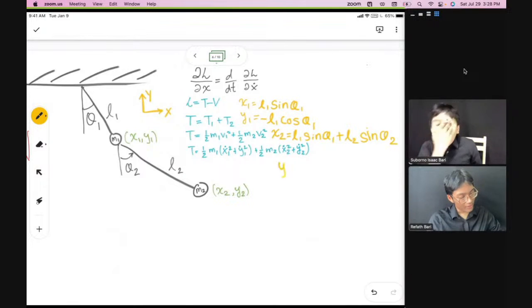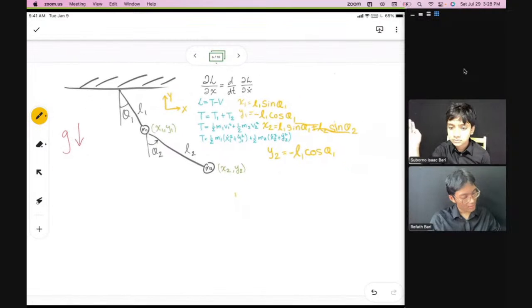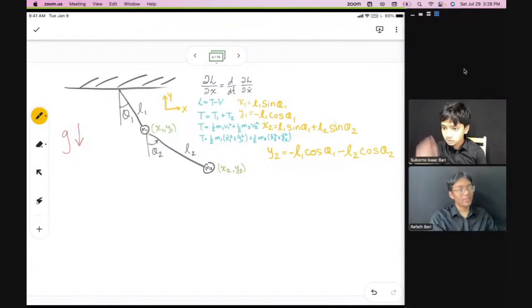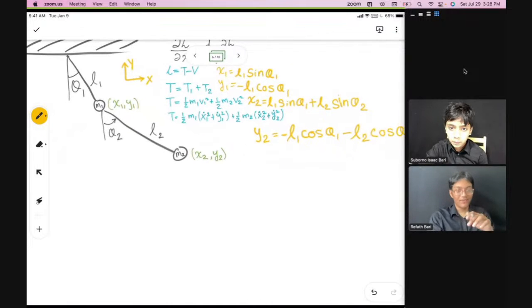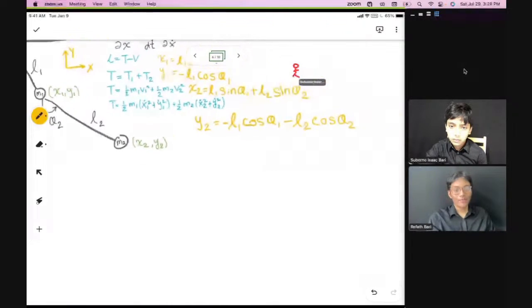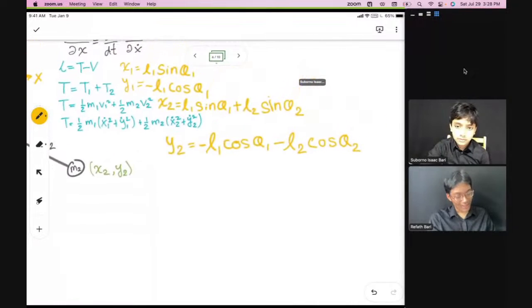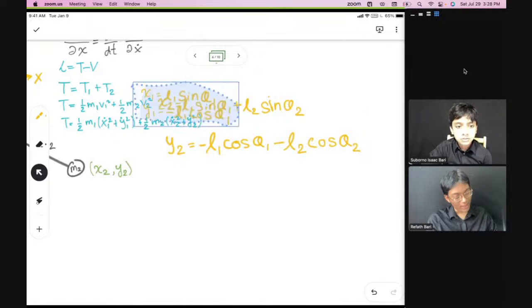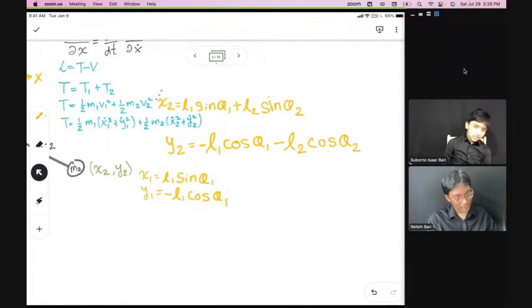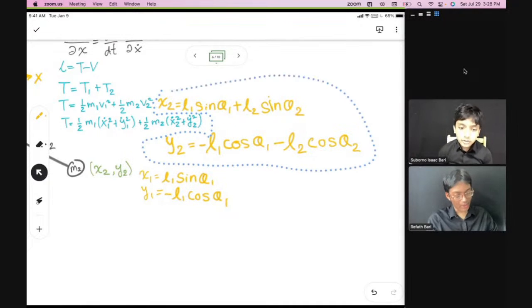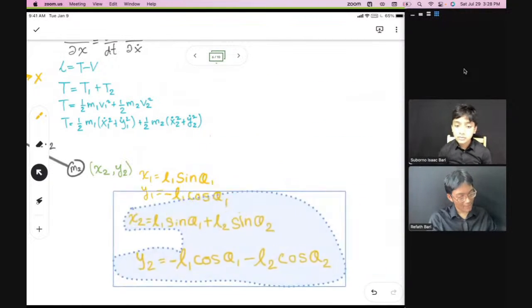And of course, y2 is very similar. It's going to be minus L1 cosine theta 1 minus L2 cosine theta 2. Wait, L2 cosine theta 1? Cosine theta 2, right. Just checking if you're paying attention. Wonderful. So now that we have x1, y1, x2, y2, we can start getting into the nitty gritty. Believe it or not, this was the easy part. Oh, this was the hard part. The algebra is to come. Exactly.